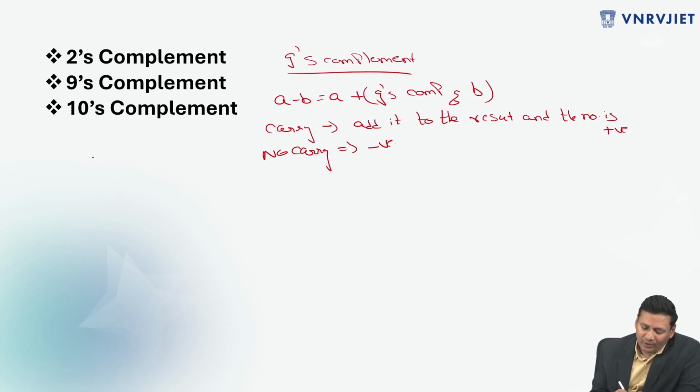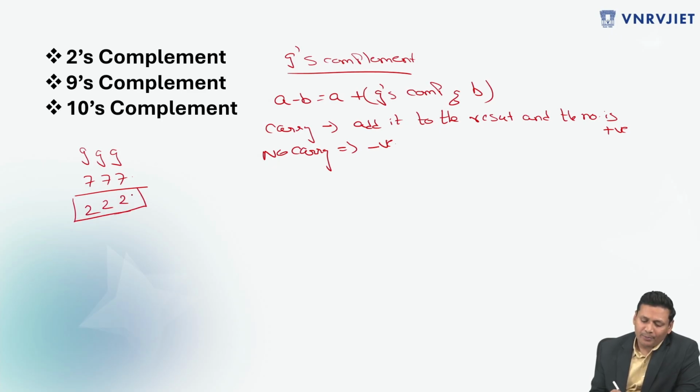Nines complement of any number means subtracting that number from 9s. For example, there is a number 777, and they have asked you to find the nines complement of 777. That means you have to subtract 777 from 999. So it will be 222. So 222 is the nines complement of 777.